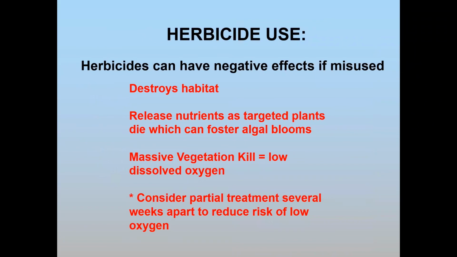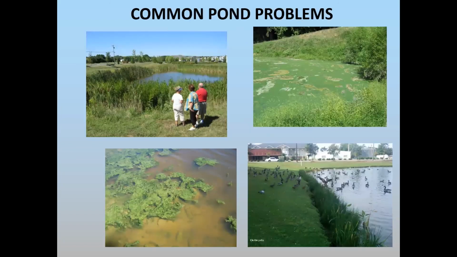So again, with herbicide use, you have to understand that it's going to destroy that habitat by killing off the vegetation, which is going to create an oxygen demand. And as those plants die, they're also going to release nutrients, which then can foster algal blooms or algae populations, whether it's microscopic algae or the filamentous kind. The low oxygen situation is the risk there. So again, consider that partial treatment to spread it out over time to reduce that risk of low oxygen.